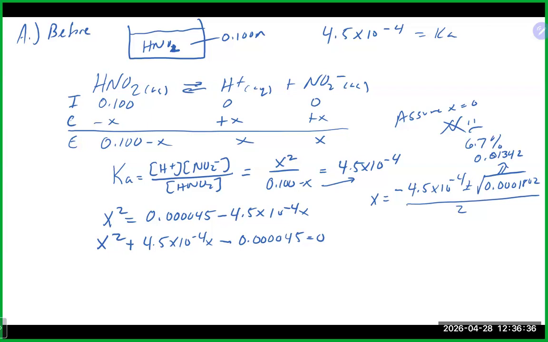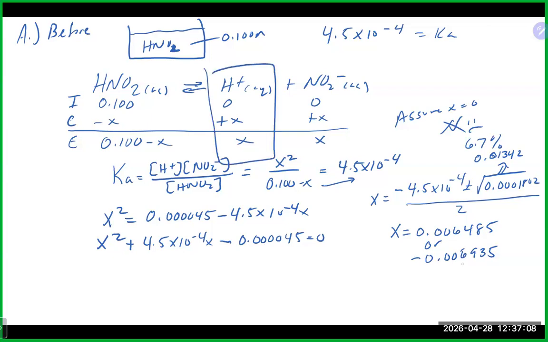So minus 4.5 times 10 to the minus 4 plus 0.01342, divided by 2, gets us an x value of 0.006485. Going the subtraction route is not going to be good because that's going to get us a negative number, and that negative number will be negative 0.006935. So obviously we can't have a negative number since H plus equals x. That means that our x value here will be our H plus concentration, 0.006485.